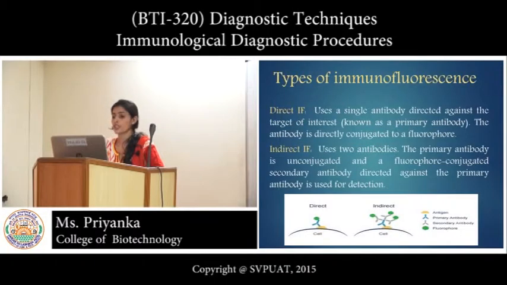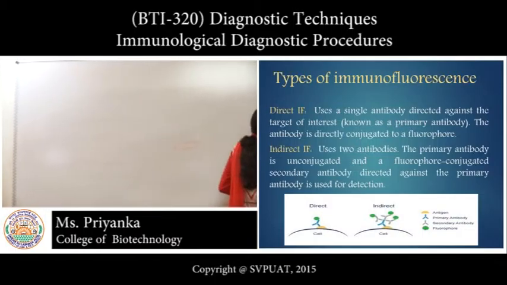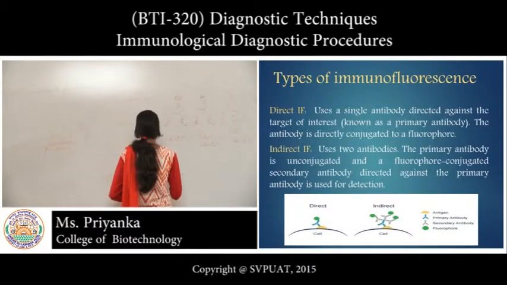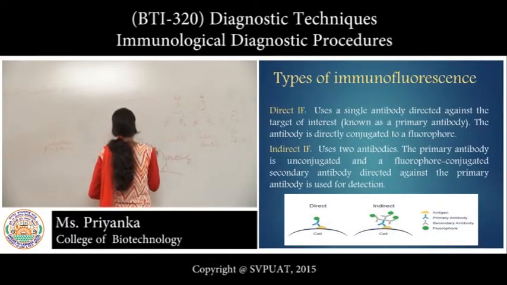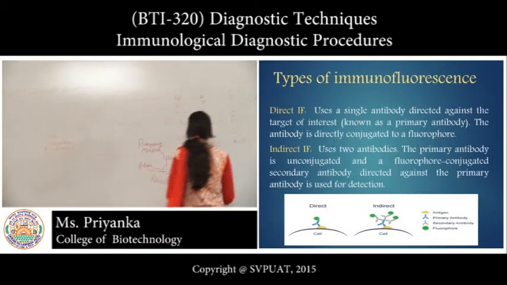Now, types of immunofluorescence. Immunofluorescence is basically of two types, direct immunofluorescence and indirect immunofluorescence. First, direct immunofluorescence. In direct immunofluorescence, only one type of antibody is used. This is the antigen, this is the antibody, and this antibody is labeled with a fluorescent molecule. This is direct immunofluorescence.